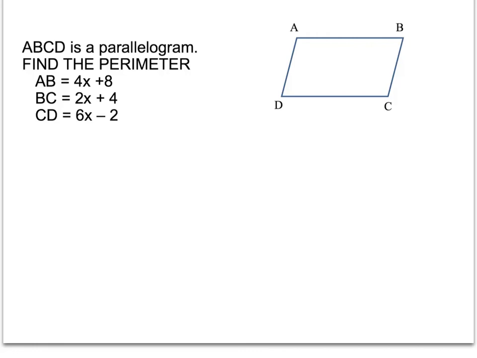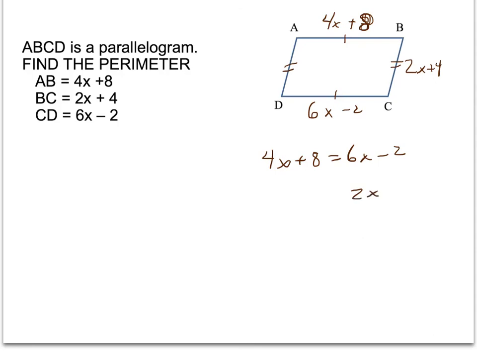I may have saved the easiest problem for last. Hopefully you feel that way. This problem, find the perimeter of the parallelogram, is pretty straightforward. 4x plus 8 is our top. BC is 2x plus 4, and then CD is 6x minus 2. And you guys know opposite sides of parallelograms are congruent. Therefore, 4x plus 8 equals 6x minus 2. And when we do the math, 2x equals 10, x equals 5.